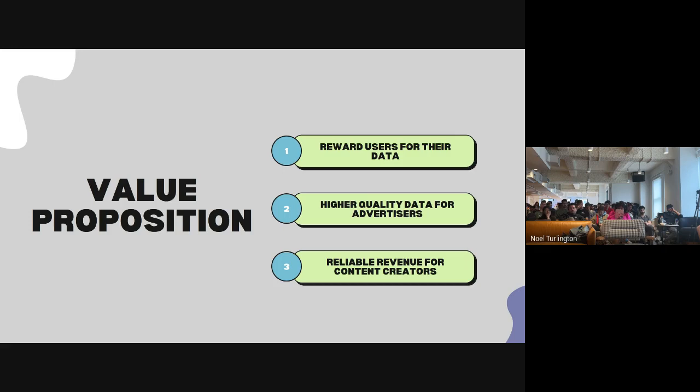Secondly, Crumbs will provide higher quality data for advertisers because of our NFT cookies, providing a way to obtain first-party data directly from users, which improves the quality of audience targeting. And advertisers can now access more accurate and verifiable data, which can increase the effectiveness of their ad campaigns.